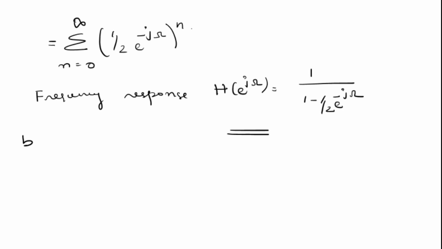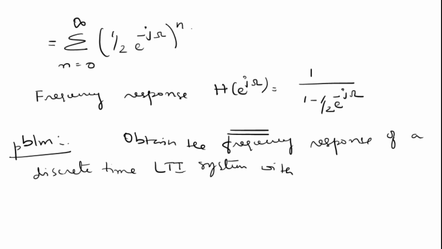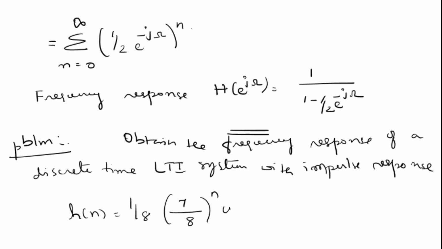Next problem, obtain the frequency response of a discrete time LTI system with impulse response h of n is equal to 1 by 8 into 7 by 8 to the power n into u of n.